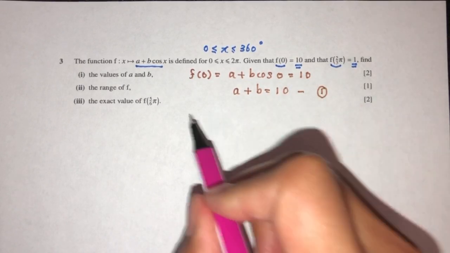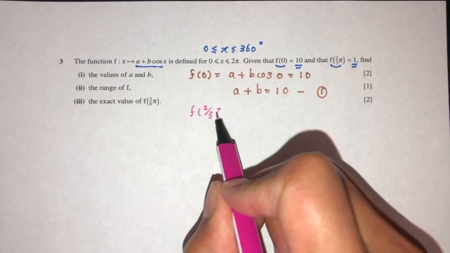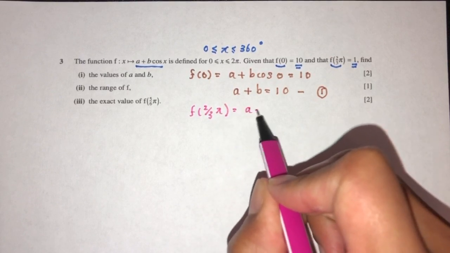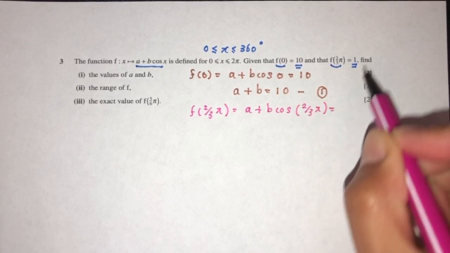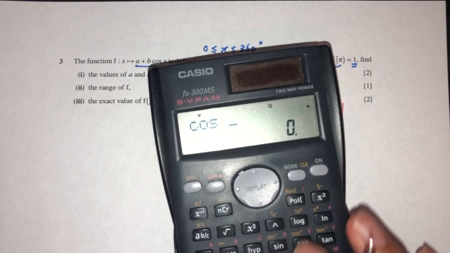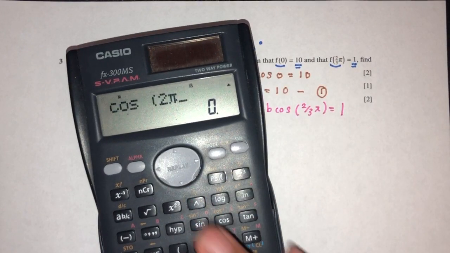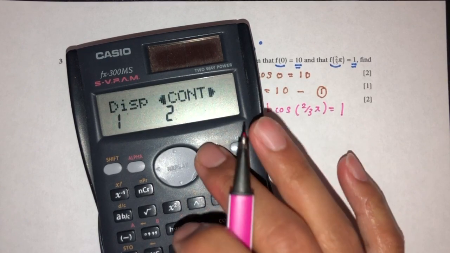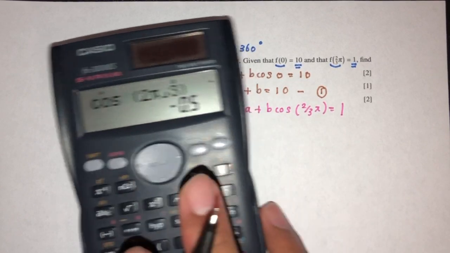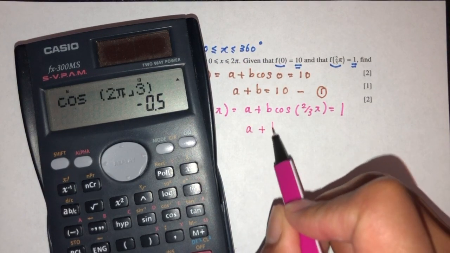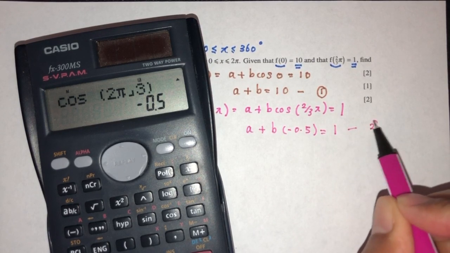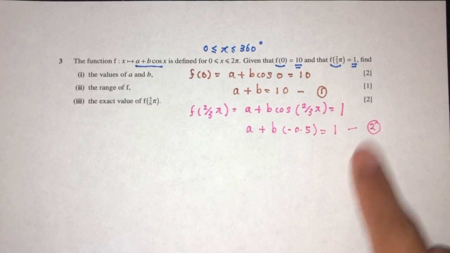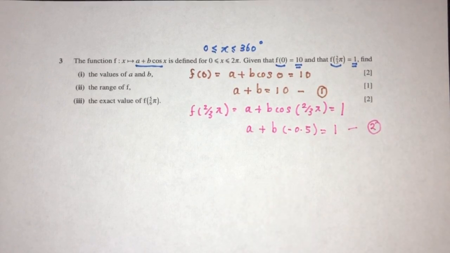Now for part 2, we have to use this one. f of 2/3 pi should be a plus b cos of 2/3 pi is equal to 1. So let's use that. Cos of 2 pi over 3. We have to use radians here. As you can see by the question, that will be a plus b times minus 0.5 is equal to 1. That is my equation number 2. Now as you can see, we have 2 equations and 2 unknowns, which are a and b, so we can solve simultaneously to find the values of a and b.